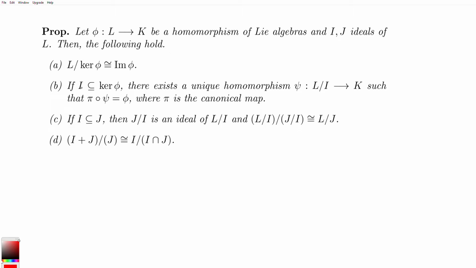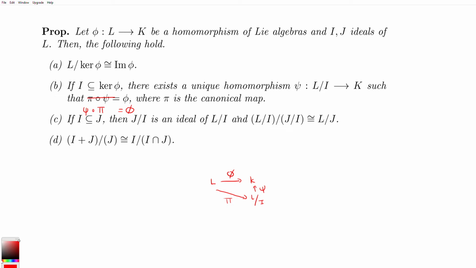Okay? Second, if I is sitting inside of the kernel, then there exists a unique homomorphism psi from L mod I to K, such that psi composed with pi is equal to phi, where pi is the canonical map. And so diagrammatically what this is saying is you have this map phi from L into K. If you want to go into K, you can actually bypass into L mod I via the projection. And then there's a unique map psi such that we can go back into K. Okay, and the key condition here is that I sits inside of the kernel of phi. Otherwise, it wouldn't make sense. Like it just wouldn't be true.